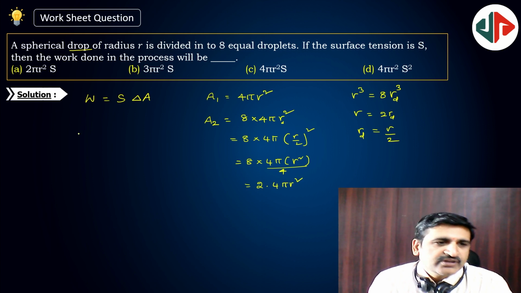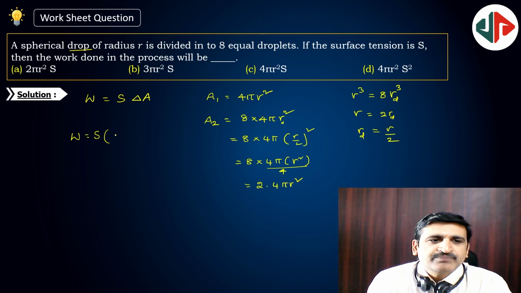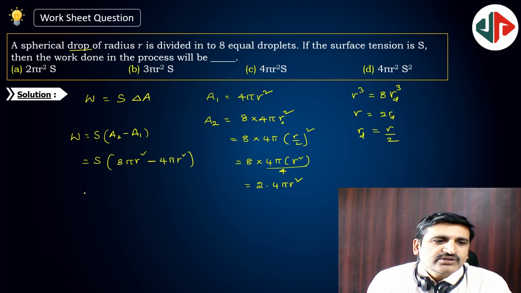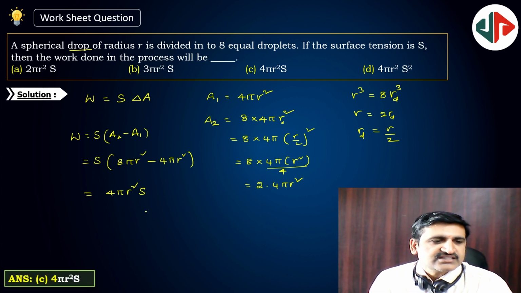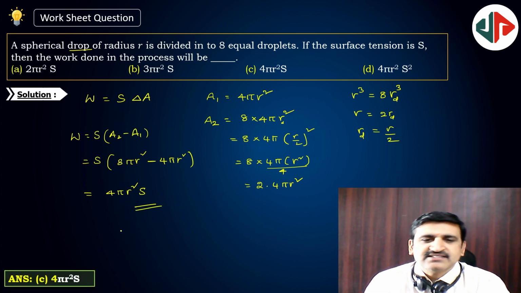This is A2. Now work done is equal to surface tension into change in area. Change in area is final area minus initial area, that is equal to S into 2 into 4 pi r square minus 4 pi r square. So you are going to have 4 pi r square into S. This is the answer. Next.